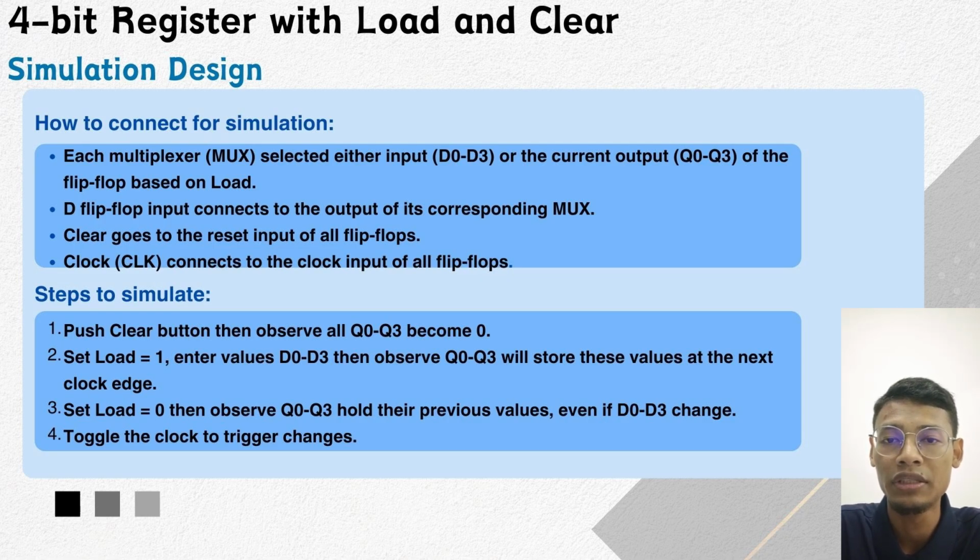Steps to simulate this circuit. First, push the clear button, then observe all Q0, Q1, Q2 and Q3 become 0. Second, set load equal to 1, enter values D0, D1, D2 and D3, then observe Q0, Q1, Q2 and Q3 will store these values at the next clock edge. Third, set load to 0, then observe Q0, Q1, Q2 and Q3 will hold their previous values even if D0, D1, D2 and D3 change. Fourth, toggle the clock to trigger changes.